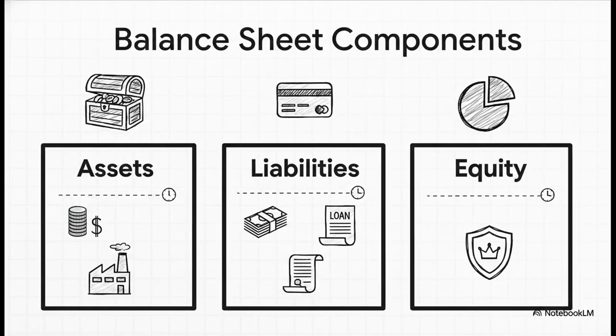The source specifies these 3 core components. Assets are resources the business owns. Liabilities are what it owes to others, and equity represents the owner's residual interest. These components are then further classified as either current, meaning within 1 year, or non-current.